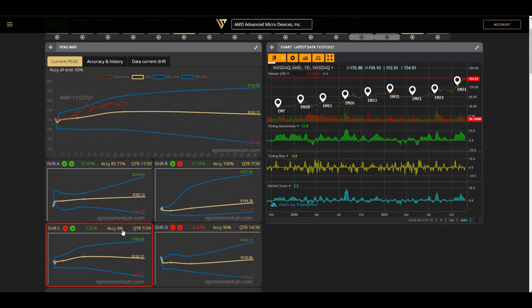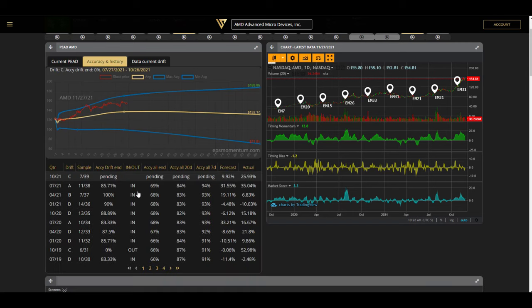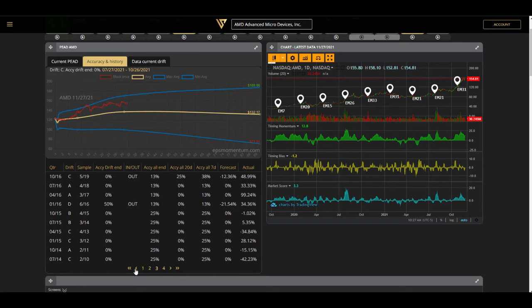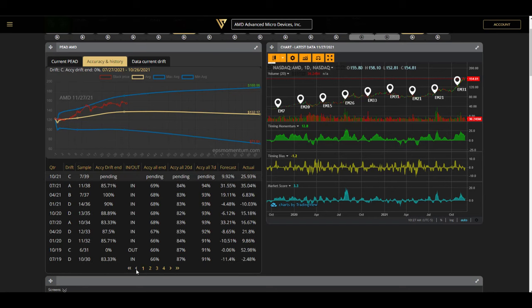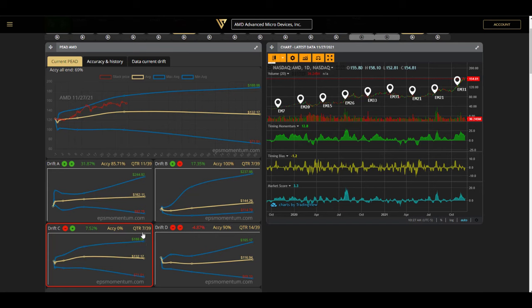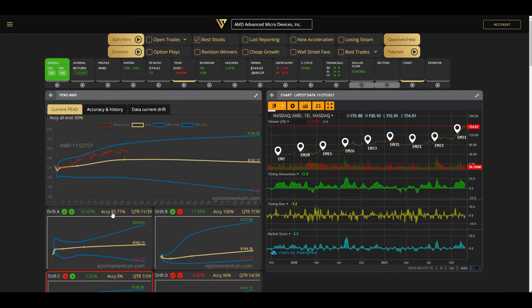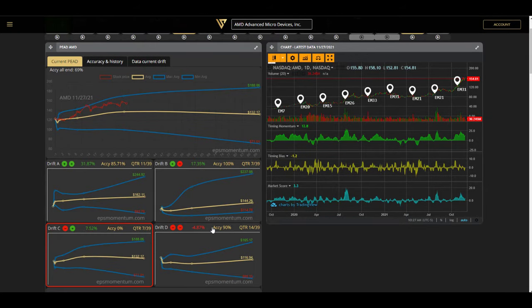We have quite a very poor accuracy on this one because accuracy starts really after 5 or 6 quarters. So here it's kind of 0, but you can look into the accuracy in history. So drift C was out for the first time and out here. So it's kind of difficult to predict in drift C because we don't have enough statistics here. However, should it be in drift A, you would have 85% accuracy and 100% in drift B over 7 over 39, and 90% 14 over 39 on drift D.